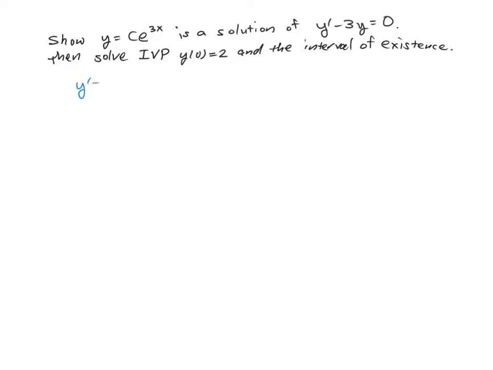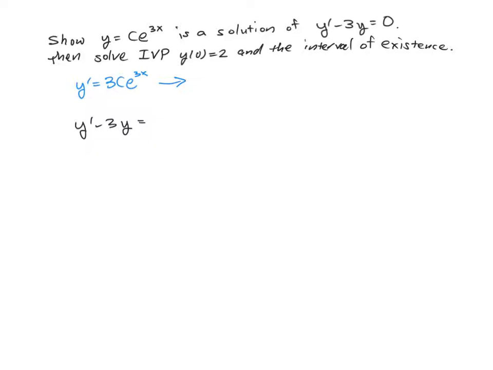Again, this first example wants to be kind of nice and short for us. So this is 3c times e to the 3x. And now we're going to substitute this into the differential equation. So it's always good to start off with the equation, which is y prime minus 3y. And we don't know that it equals 0 yet, so you don't want to write that.